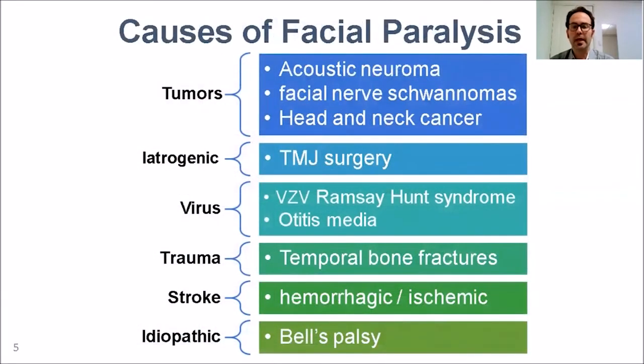In terms of etiology, facial paralysis is quite varied. There are many factors that can cause it. One of them is tumors along the pathway of the facial nerve. Iatrogenic factors like surgery, such as TMJ surgery, viruses like varicella zoster virus causing Ramsay Hunt syndrome, or viral otitis media, and trauma due to car accidents and fractures of the temporal bone. The idiopathic type is known as Bell's palsy, which is the most common cause of facial paralysis. Last but not least, and relevant for today's topic, is central type facial paralysis coming from the central nervous system, from the brain, due to stroke.